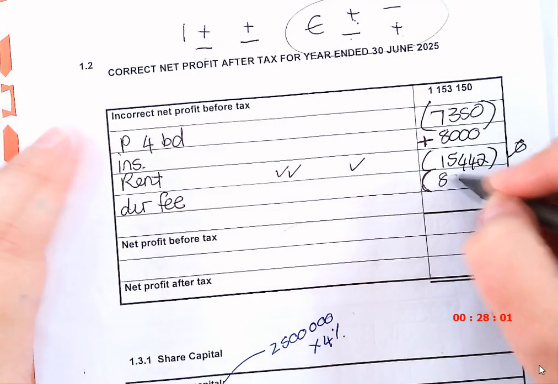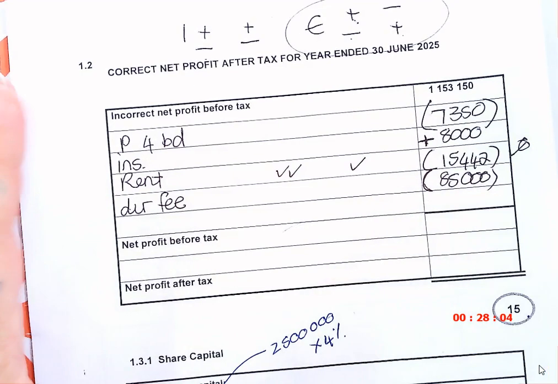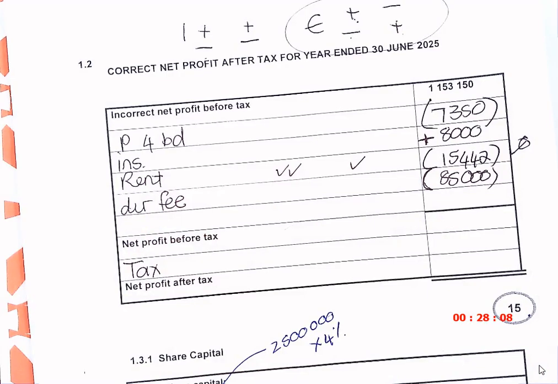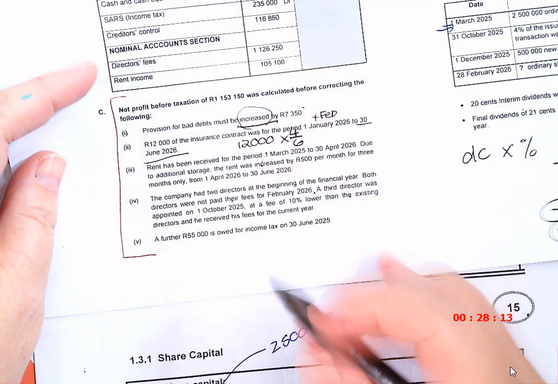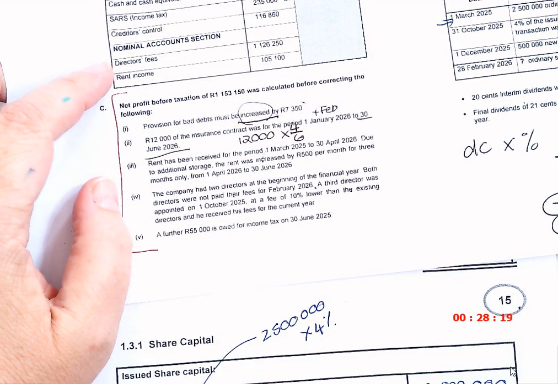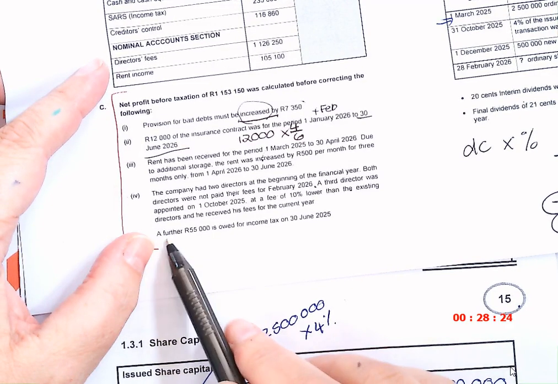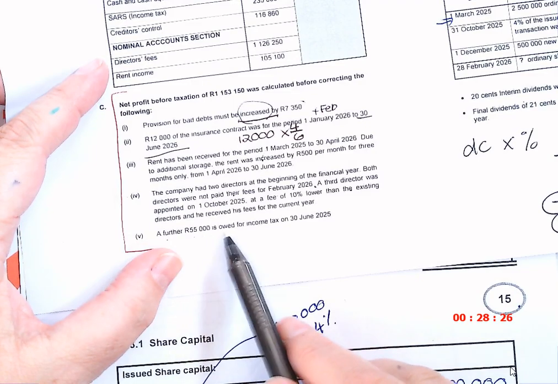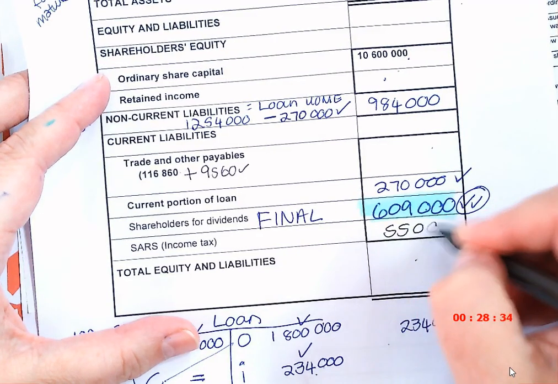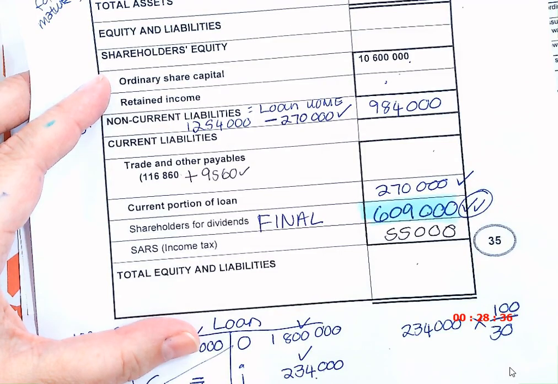85,000. Okay, now, the tax. May I please say that my heart was bleeding, because if you read here, they say, now just look and see how you can get marks next time. They say here, a further 55,000 is owed for income tax. So it means in my balance sheet, it's a liability. We still owe such 55.